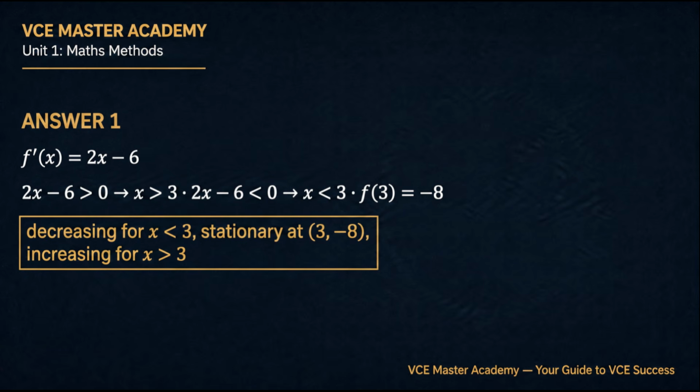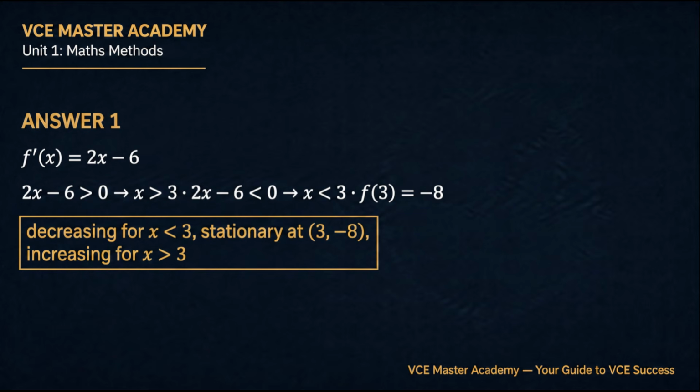Question 1. Differentiate. x squared gives 2x, minus 6x gives minus 6, and the constant 1, flat, gives 0. f'(x) is 2x minus 6. Now the sign. 2x minus 6 is positive when x is bigger than 3, negative when x is less than 3, and 0 at 3 exactly.